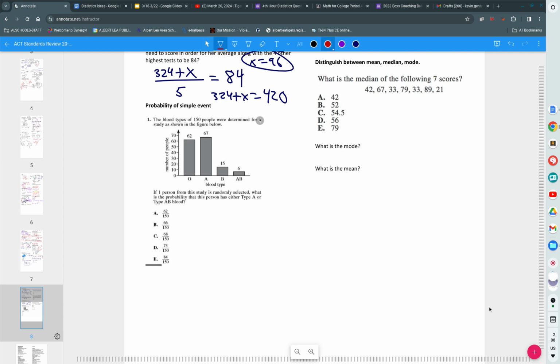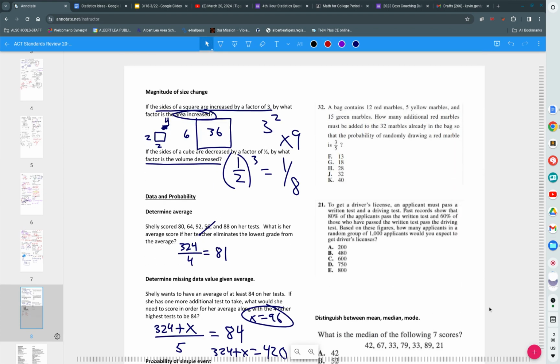Ten, 9, 8, 7, 6, 5, 4, 3, 2, 1. We got type A or type AB. That's a total of 73 people out of the 150. So that would be letter D. Final problem for the day. We'll finish up the other 2 tomorrow.